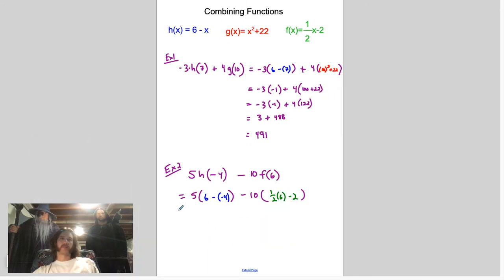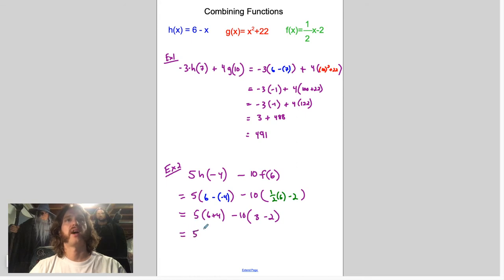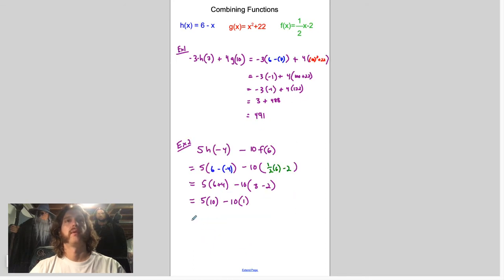Cool beans. All right, so we end up with 5 times 6 minus -4, which is really 6 plus 4. And then over here we have minus 10 times half of 6, which is 3, minus 2. Oh, that's easy. So this is 5 times 10 minus 10 times 1. So that is 50 minus 10, which is 40. That's combining functions.